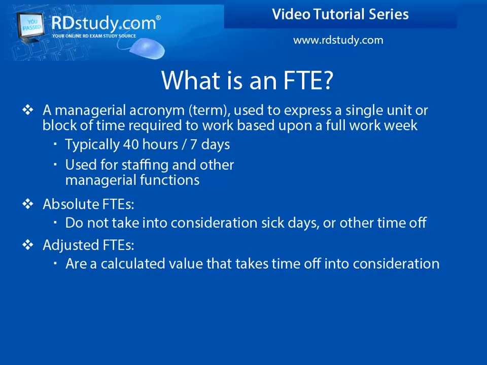This is the reason why the adjusted FTE value will always be higher than the absolute FTE value. To determine your adjusted value, multiply your absolute FTEs by 1.55. This value is based upon the fact that there are 365 days within a year, but an employee will typically work only, on average, 236 of them. So 365 divided by 236 equals 1.55. This multiplier can change based upon the organization's needs, and if so, that would be identified.